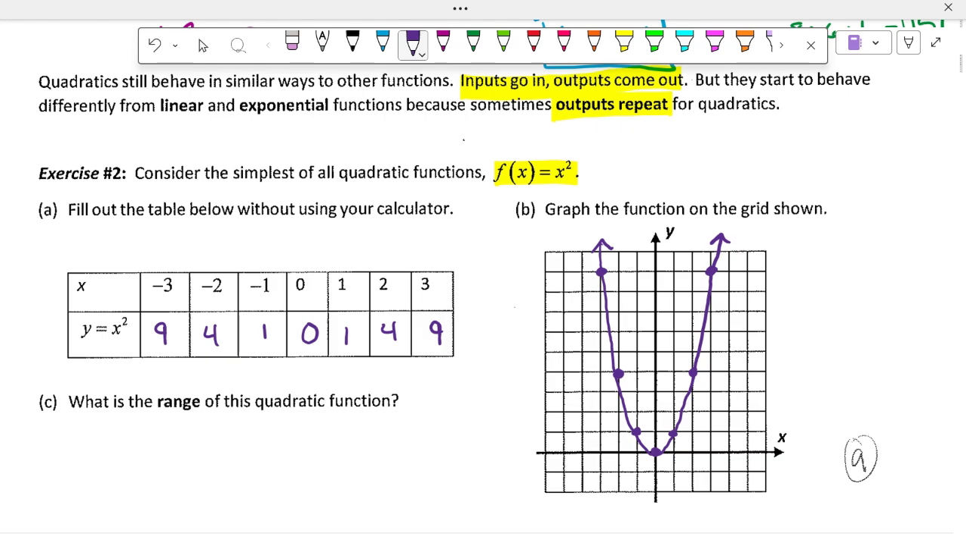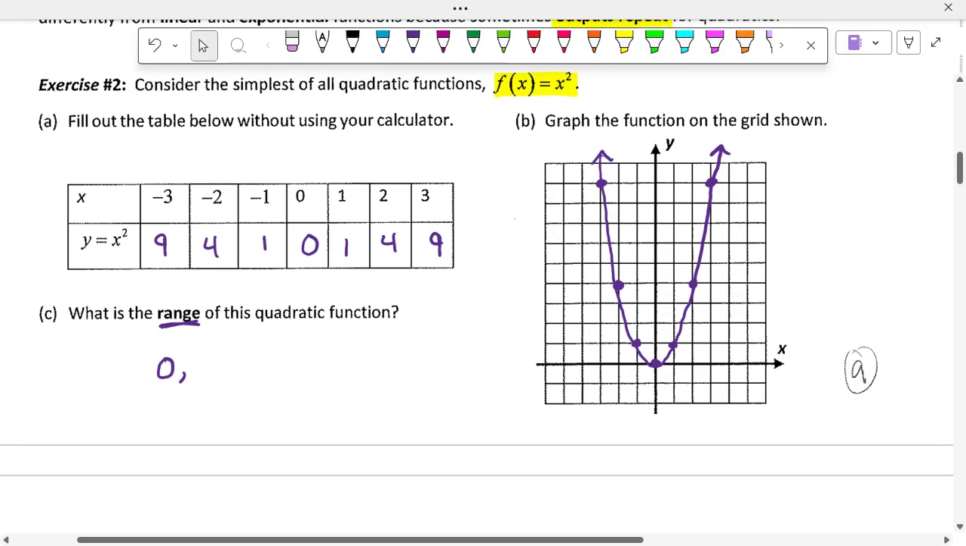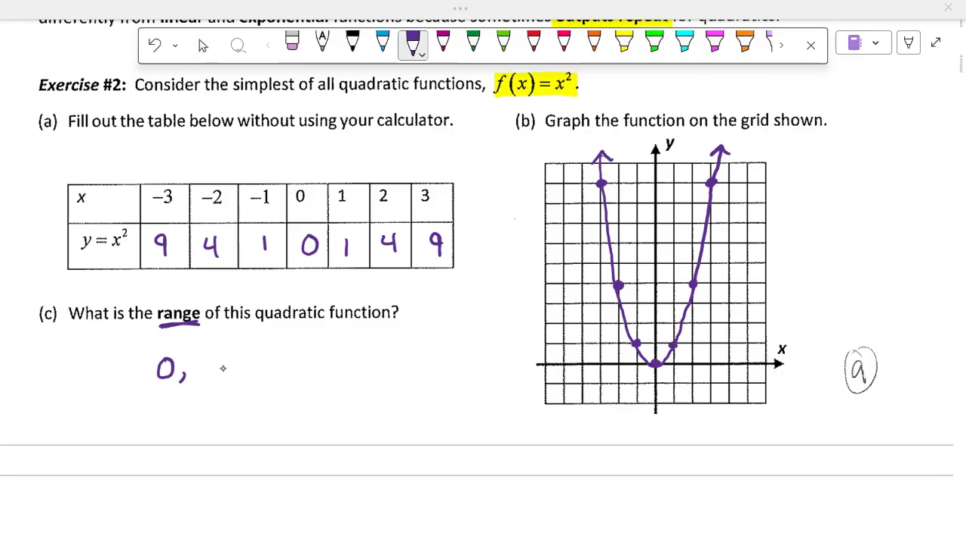All right, so then it asks, what's the range of my function? So just to review, range is what values? Y values. So you're looking at the up, down. So what would my lowest Y value be? 0. And we're going to write this in interval notation. So what's the highest Y value? Infinity. It goes on forever.